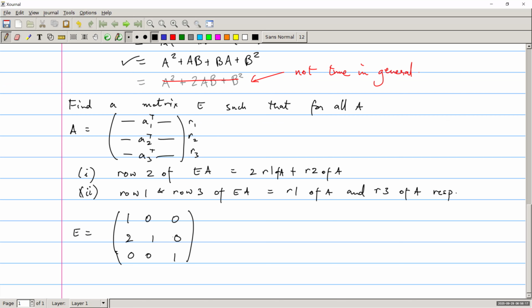Now this is what we have been doing in elimination, so it's a repeat of that. Just pay attention to the way we write: when we say find a matrix E such that for all A, it means there needs to be one matrix E that satisfies that property for every A. You cannot have your E depend on A. Okay, very good.